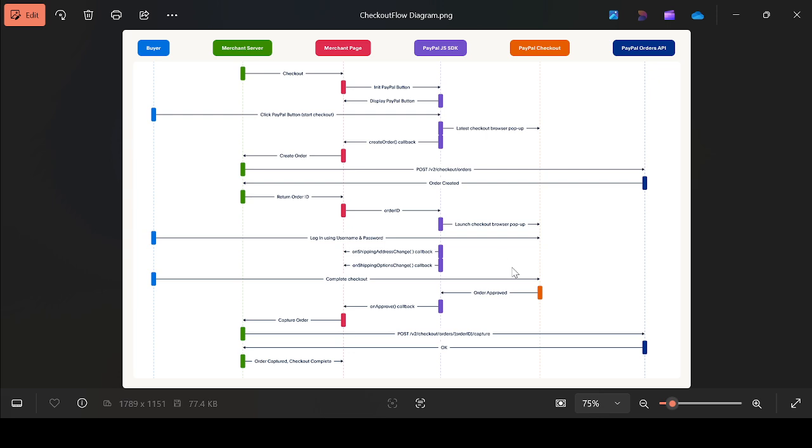This looks like a very complicated checkout flow diagram at first, but when we try to segregate it and understand it one by one, then we are able to understand the functionality of this payment integration system. It looks simple to us.